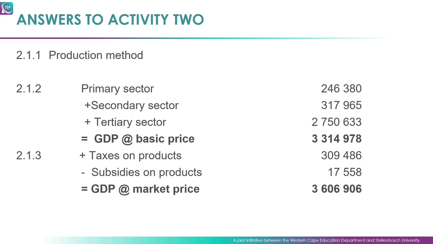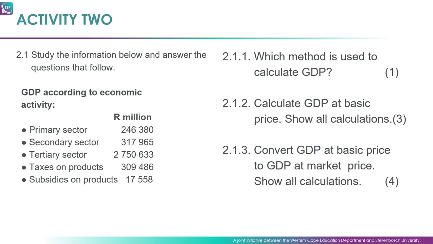Now, in the same way, this question could be set up, but instead of primary, secondary, tertiary, you could have compensation paid to employees, net surplus, consumption of fixed capital, taxes on products, subsidies on products, taxes on production, subsidies on production. Then you know you're dealing with the income method. Exactly the same questions can be asked, but the method would differ, and obviously the layout of how you show your answer would also differ.